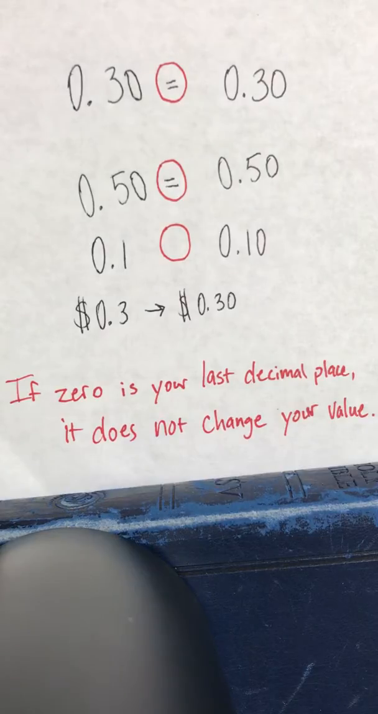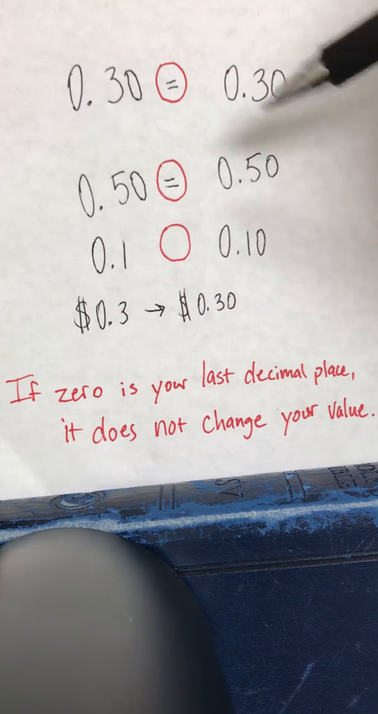Today we're talking about Lesson 79, Writing Equivalent Decimal Numbers. Today's lesson says that we can add decimal places to a number without changing the value by adding zeros to the right of the last decimal place. The way I explain it is if 0 is your last decimal place, it does not change your value.